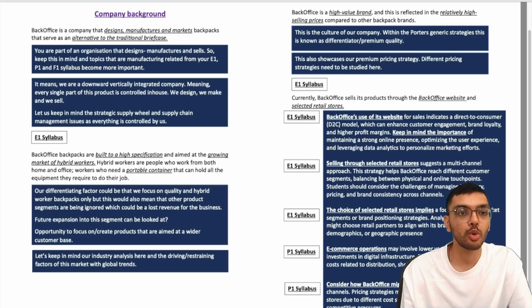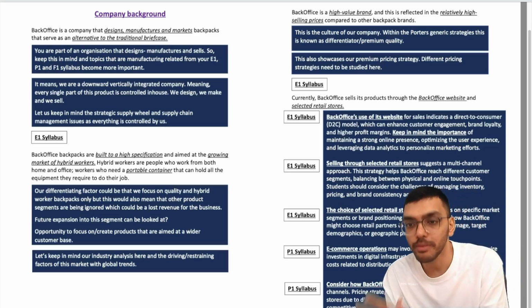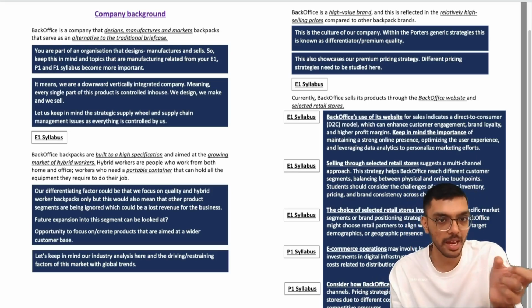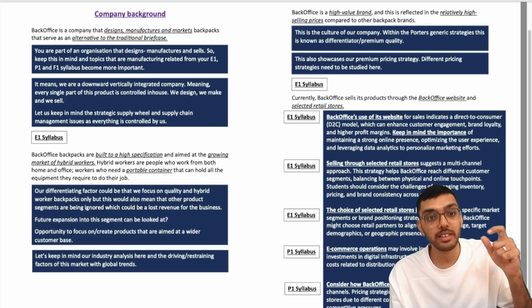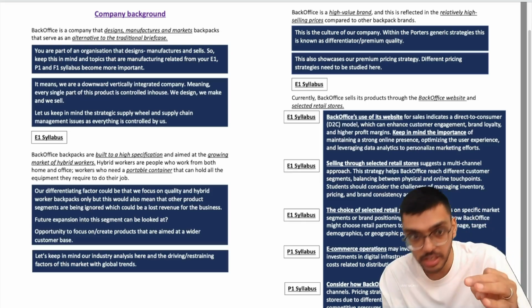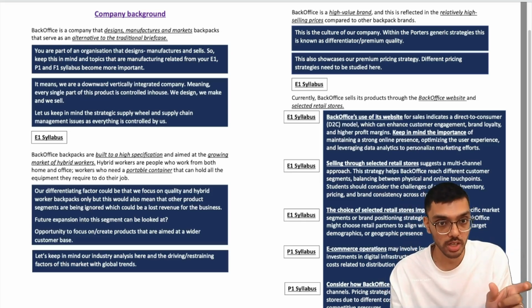Hybrid workers are people who work from both home and office. Workers who need a portable container that can hold all the equipment they require to do their job when they're moving from one place to another. That's a hybrid worker. And BackOffice makes bags which are relevant for hybrid workers.